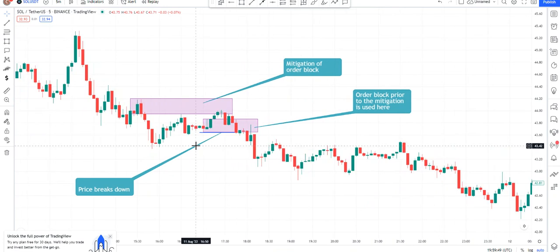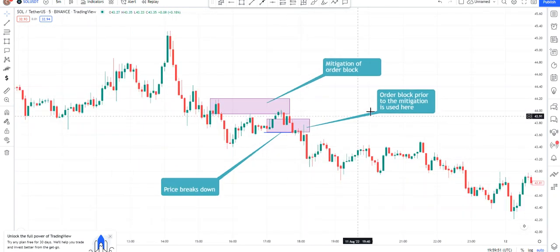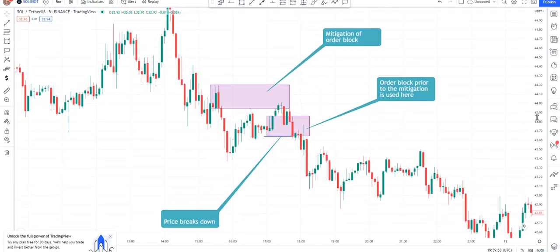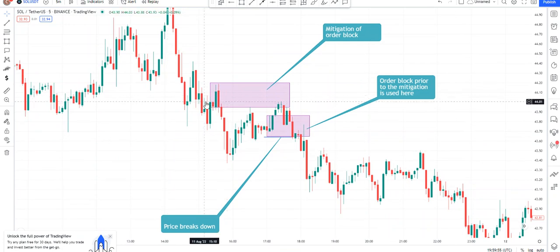Okay, so zooming into this example that we have here. We have this other block that is up here. Price goes up to mitigate it. And right before price mitigated it, there was just a quick run up, just green candles, all right, before that place was mitigated.